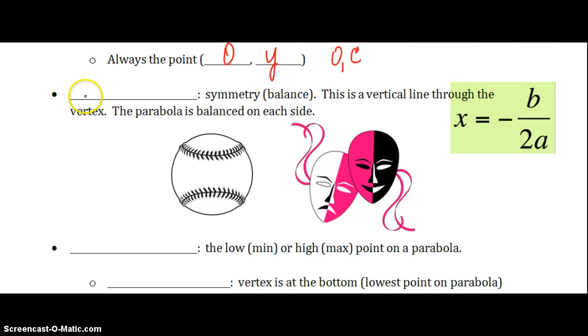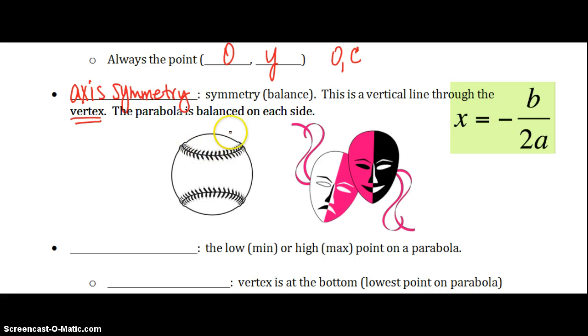And next we need to talk about the axis of symmetry. Symmetry simply means balance. So the axis of symmetry is the vertical line passing through the parabola, going through its vertex, which we'll talk more about in just a minute. And it splits the parabola into two equal sides. Okay, it's balanced or equal on each side.